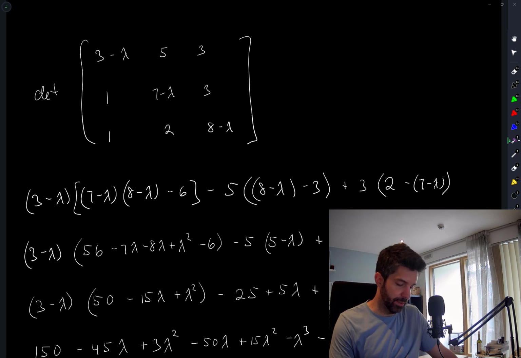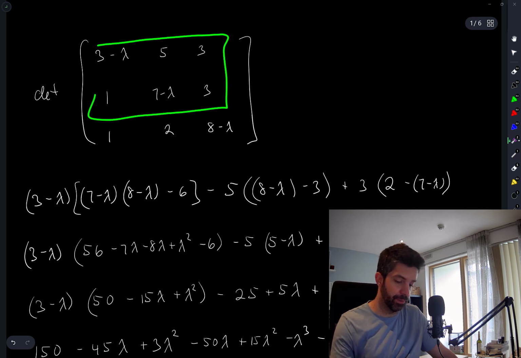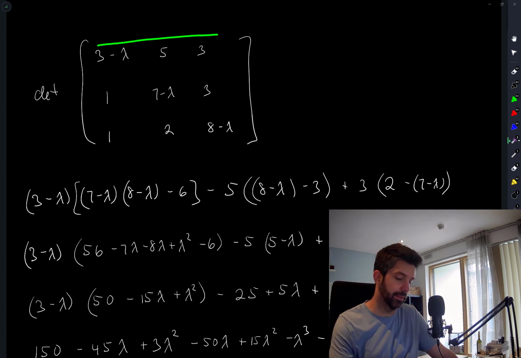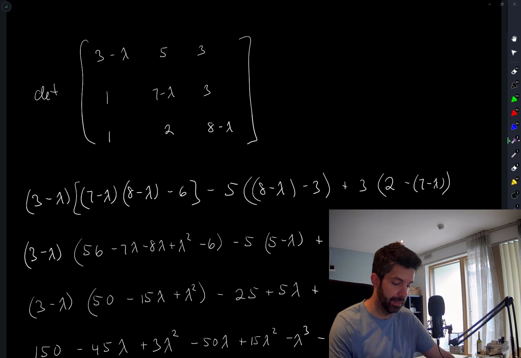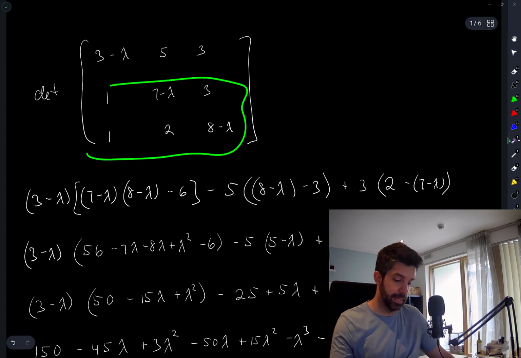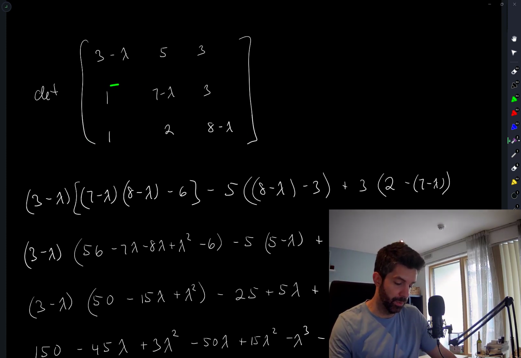But yeah, in fact, just looking at this right away, if you let lambda be equal to 2, then these two rows become identical. And so instantly you know that lambda equals 2 is an eigenvalue. If I let lambda equal 5, then these two rows become identical. And we know that that will then be an eigenvalue.